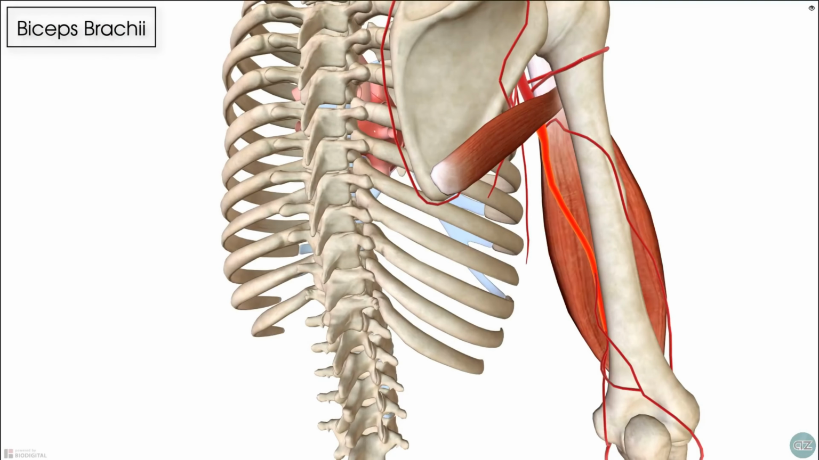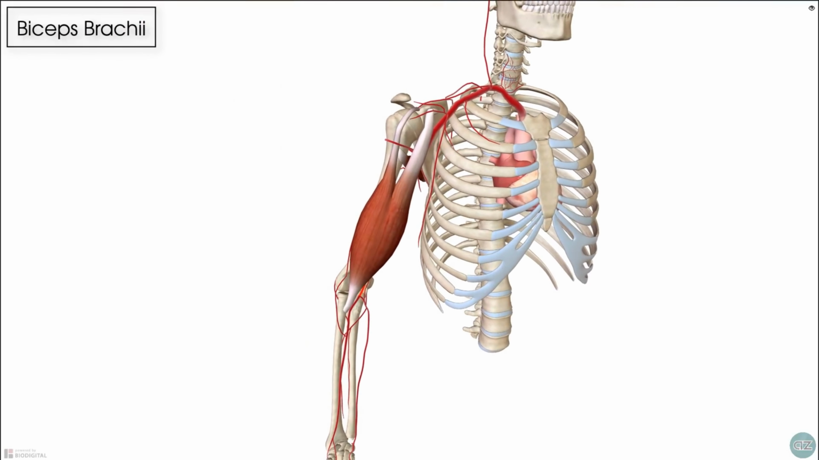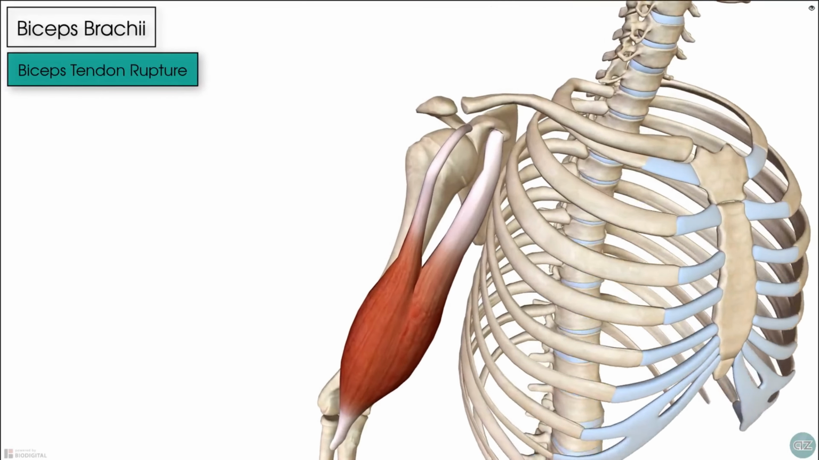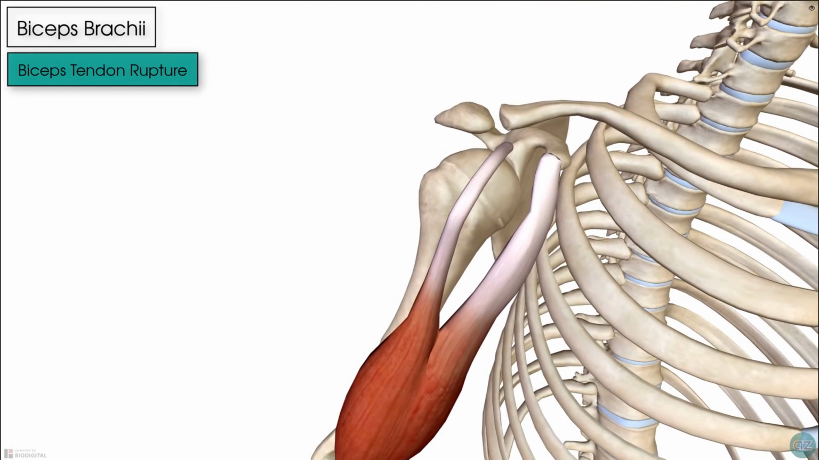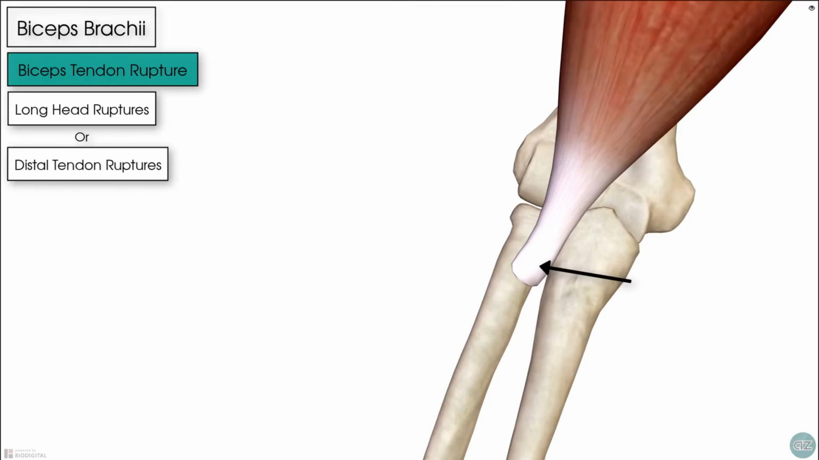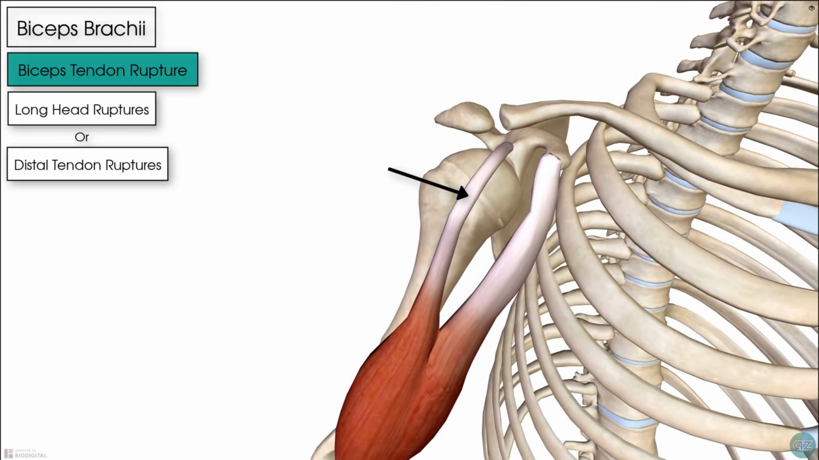And as a quick clinical point, a clinically relevant condition to the biceps would be that of a tendon rupture. So this can occur either proximally at the bicipital groove where the long head of biceps ruptures, or at the radial tuberosity where the distal tendon of the biceps ruptures. So if you rupture the long head of biceps, then you may not get that much reduction in power because you've still got the presence of the short head.